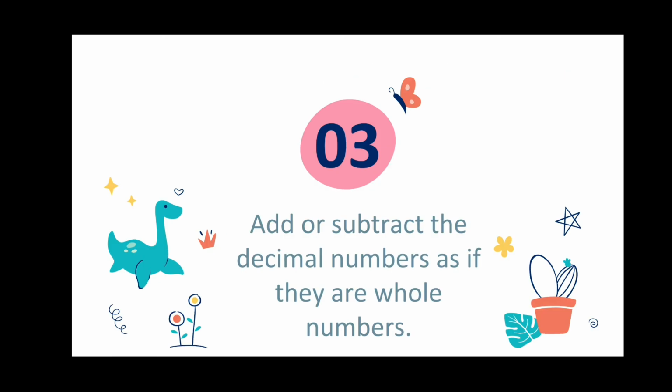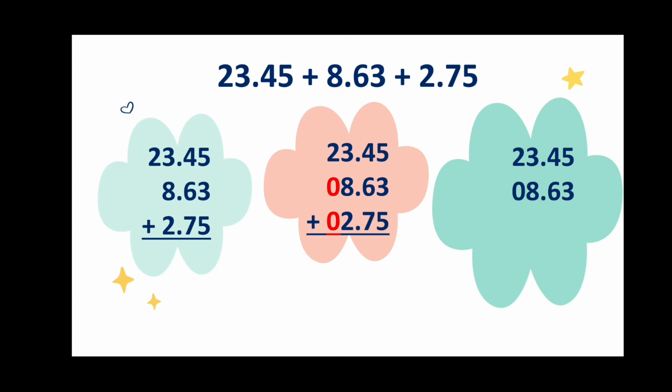Step 3, add or subtract the decimal numbers as if they are whole numbers. Ngayon, kung ano yung rules natin sa addition and subtraction of whole numbers, yun ang i-apply natin. Okay? So, therefore, we have here 3, 4, 8, 3. So, this is the sum. Hindi pa ito ang final answer dahil may last step pa tayo.